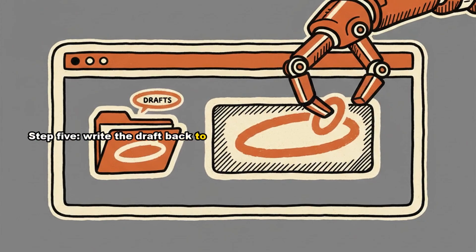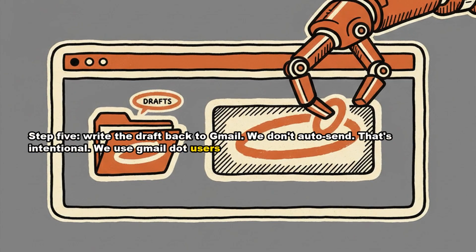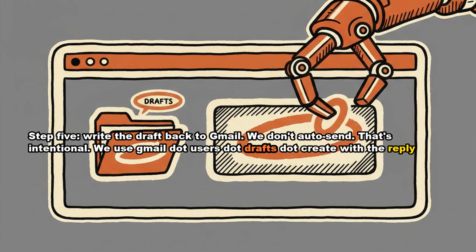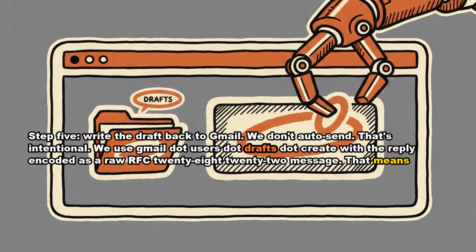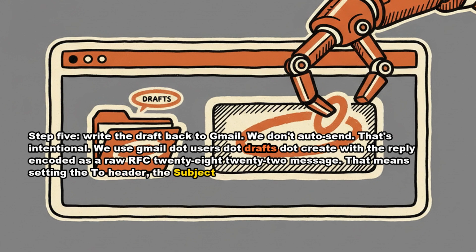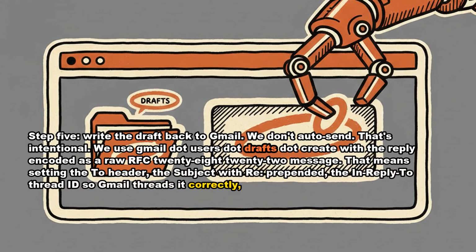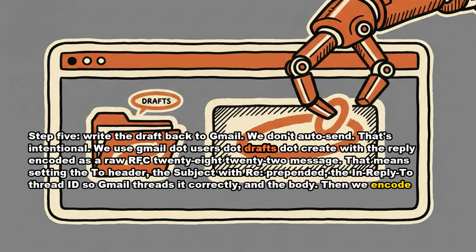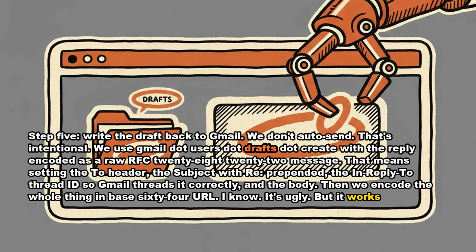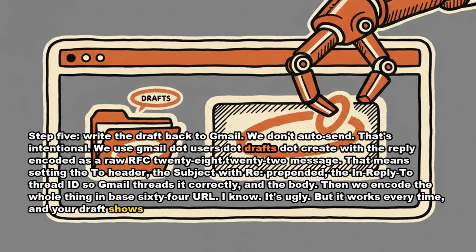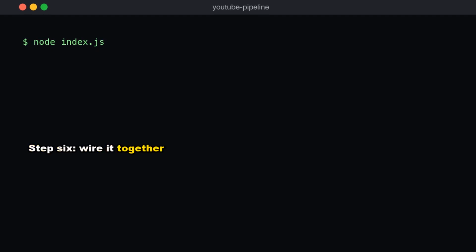Step 5. Write the draft back to Gmail. We don't auto-send. That's intentional. We use gmail.users.drafts.create with the reply encoded as a raw RFC 2822 message. That means setting the to header, the subject with Re: prepended, the in-reply-to thread ID so Gmail threads it correctly, and the body. Then we encode the whole thing in base64 URL. I know, it's ugly, but it works every time and your draft shows up in Gmail exactly where you'd expect it.